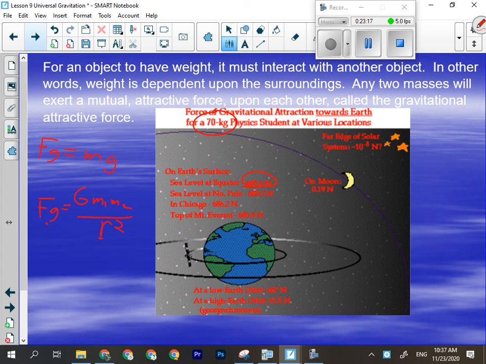684.6 newtons. 9.81 times my mass, 684.6. If I go to sea level at the North Pole, so I'm still at sea level, mind you, but now I'm at the North Pole, I weigh 688.3 newtons. I'm still on Earth. I'm still at sea level. Why am I heavier?